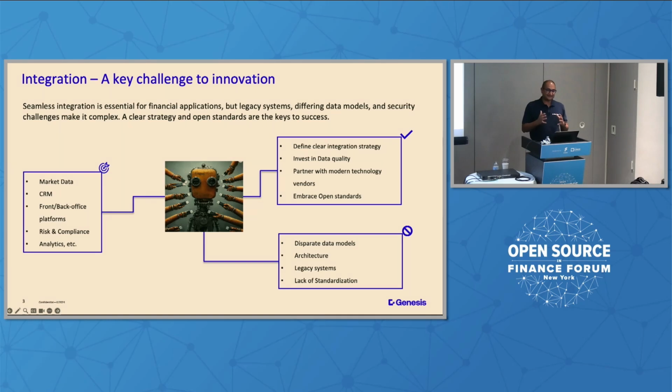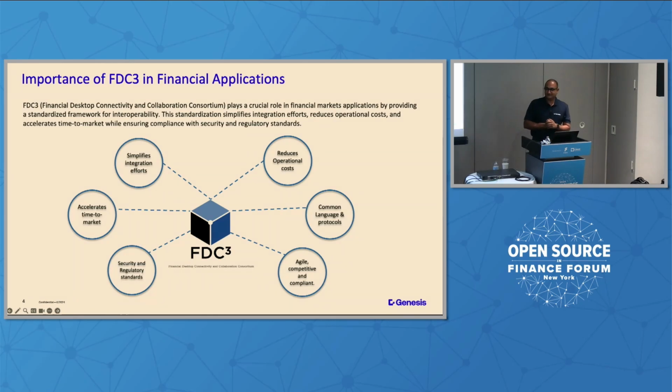However, this challenge escalates as these systems often have different data models, architectures, and the fact that some of those legacy systems were not built with modern interoperability in mind. There is also a lack of common standards that make these integrations even harder. On top of that, businesses must think about data security, privacy, regulation, and the high cost of keeping those systems running. Now, to tackle those challenges, companies need a clear strategy, better data quality, partnering with modern technology providers, and adopting open standards. And that's where FDC3 truly shines.